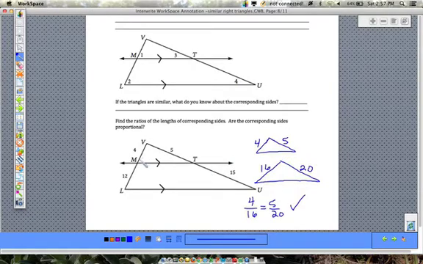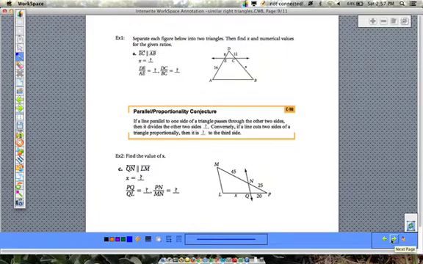We also, some people pointed out, oh, well, you can also say 4 over 12 is the same as 5 over 15. So that led us to this next question of looking at this triangle. It says, separate each figure below into 2 triangles, then find the numerical values for the given ratios. So we know EC is parallel to AB, it says. So we can then try to solve for X.